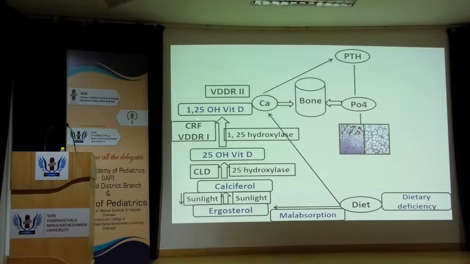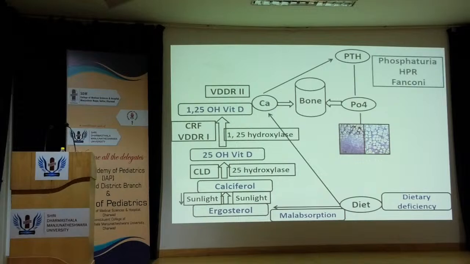Or everything is fine till here, but the active metabolite that has been formed is not able to act at the receptors, which is called VDDR type 2, that is vitamin D resistant rickets. Understood? This is what I said in the first classification of the causes of rickets. These are all calciopenic rickets in that box, if you remember.